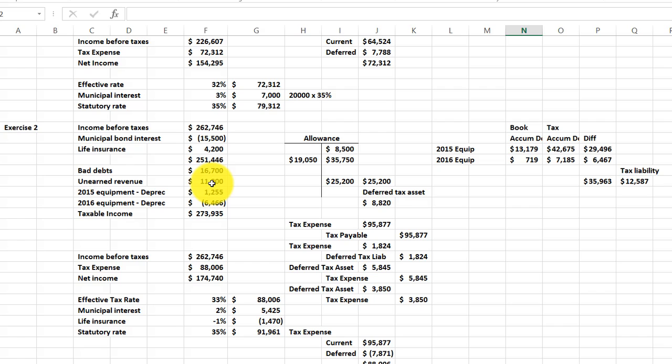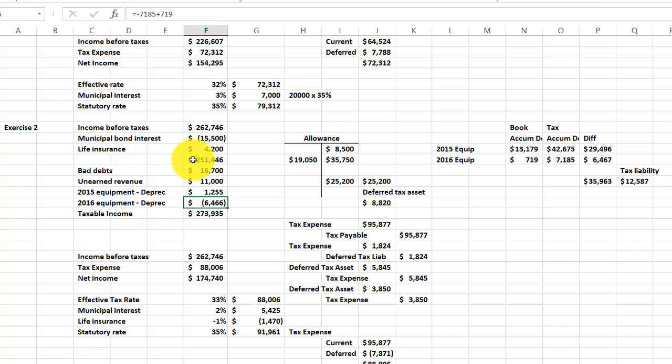Unearned revenue, because it's new, is all a difference. And then we did the difference separately for the 2015 equipment. All right, so the second year of depreciation for makers is calculated using this formula. Second year straight line, just like we did the first year, except no half-year convention. So in this case, the tax depreciation is actually lower than the book depreciation. So we add back some on that depreciation.